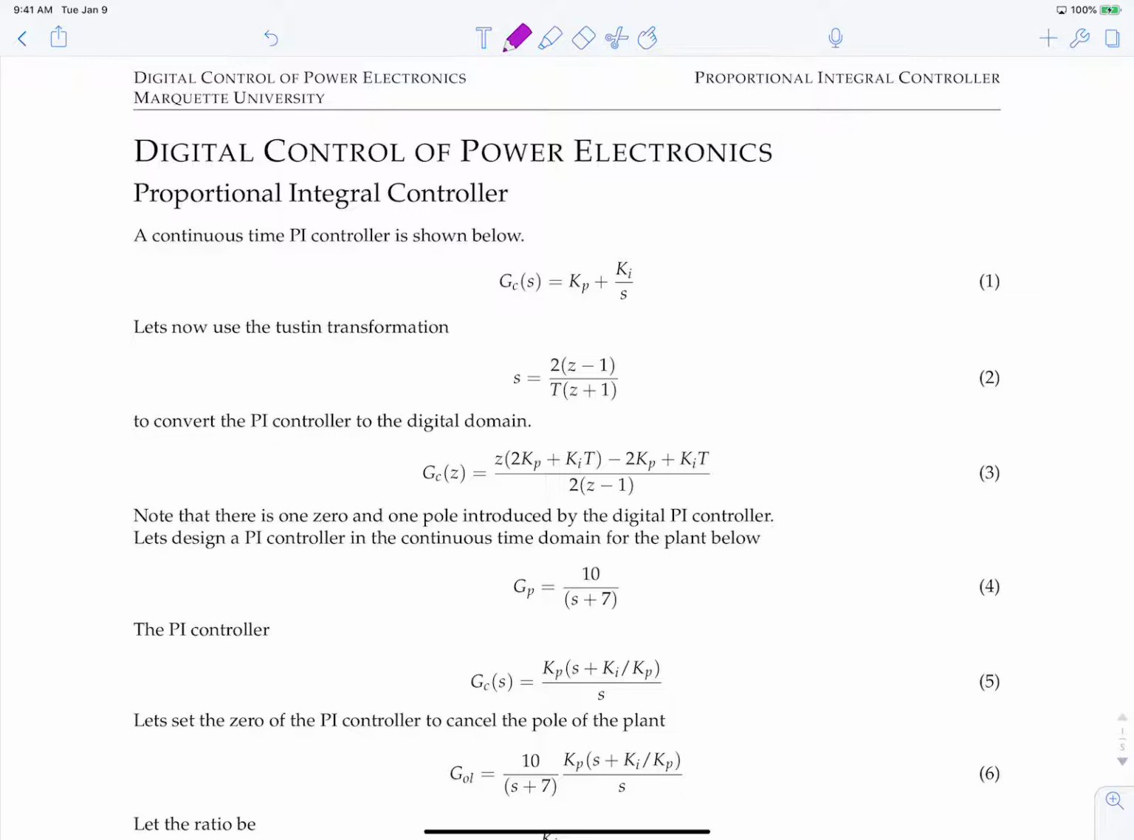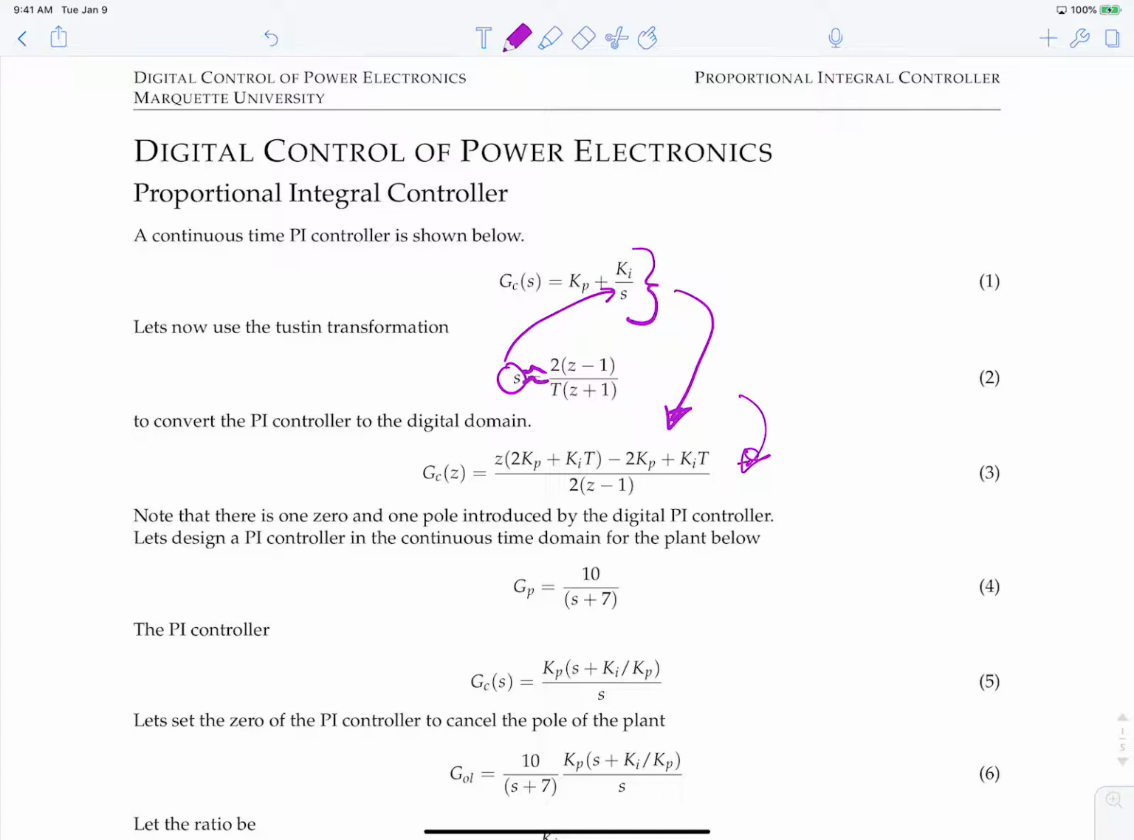Now what we're going to do is convert the PI controller to the Z domain by using this Tustin transformation or approximation. So this S is going to go up into here, and this whole thing will come down and be the result of plugging 2 into 1, which will be equation 3. All right, so our PI controller in the Z domain using the Tustin approximation looks like equation 3.